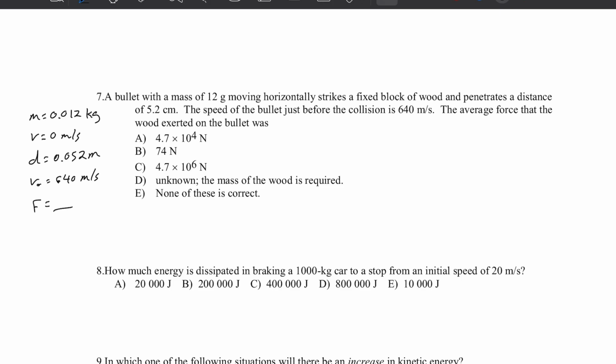Again, this is another one where our kinetic energy is going from some value to 0 because it's coming to a stop, so we have a change of kinetic energy. Final minus initial. And we're going to set that equal to force times displacement because either of those are equal to work. So final kinetic energy minus initial. Final kinetic energy is 0 because it comes to a stop. And then initial is calculated as 1/2 mv squared, equal to force times displacement.